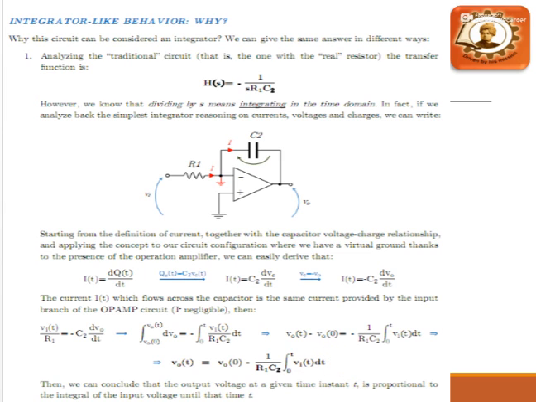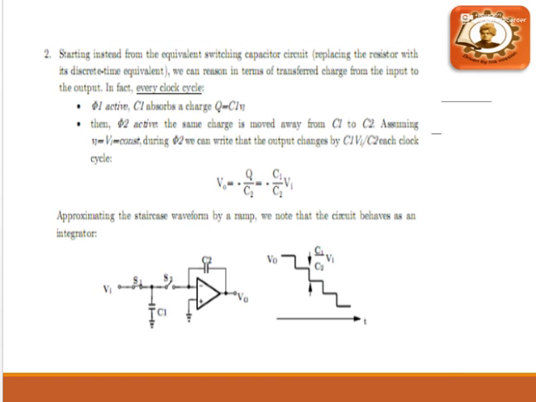Secondly, V naught can be written as C1 by C2 into V1. So ultimately the output voltage is written in terms of C1, C2 and input voltage V1. Here, approximating the staircase waveform by a ramp, we note that the circuit behaves as an integrator. It is clear from that picture.